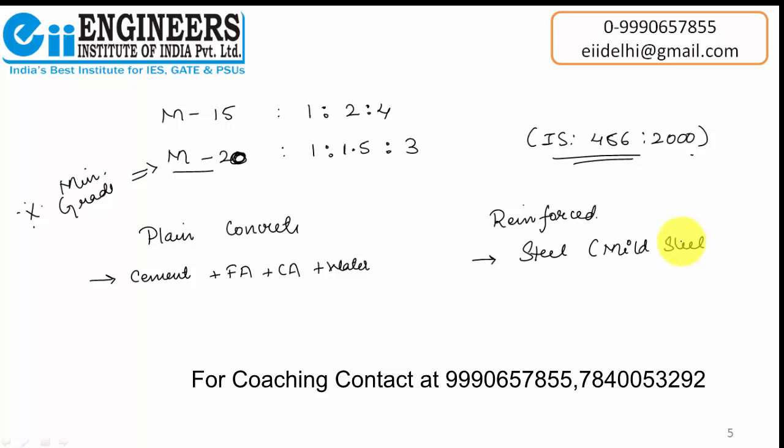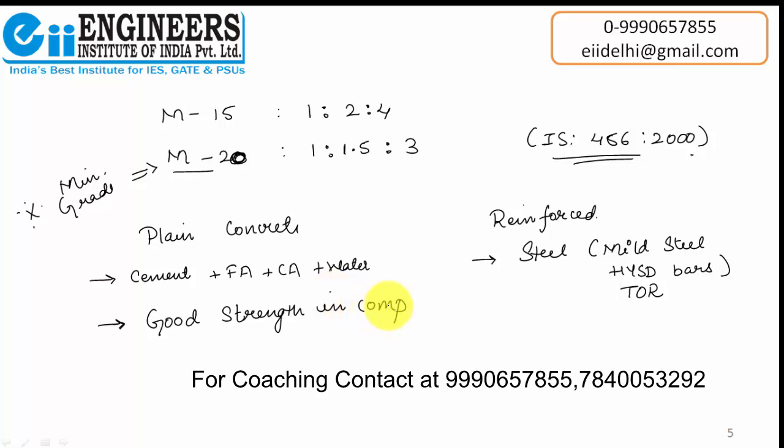That can be mild steel or HYSD bars. What these things are, we'll discuss later. Tor also we use. We'll discuss this in detail later. But still, this plain concrete is very good in compressive strength. Well, but when it comes to tension, it is very weak. The tensile strength of concrete is hardly 10 to 15% of compressive strength. So we can easily see that it is very weak in tension.